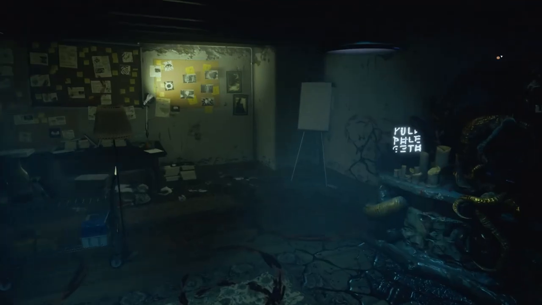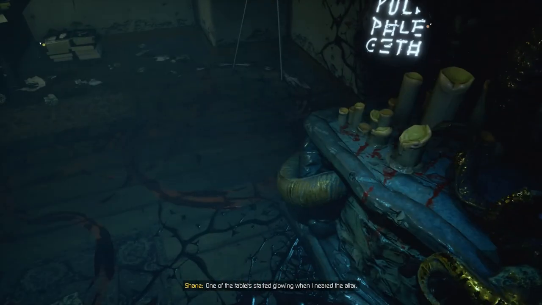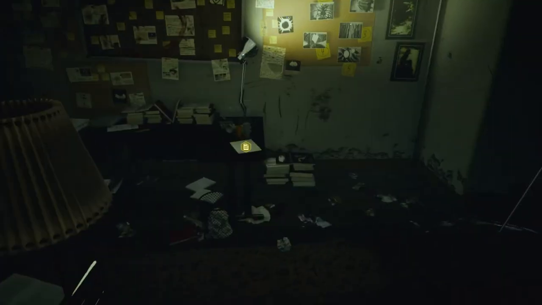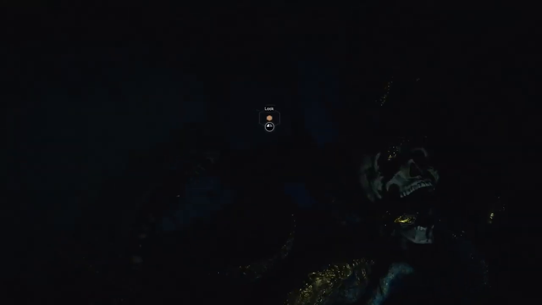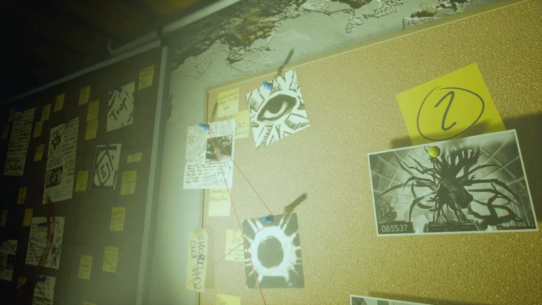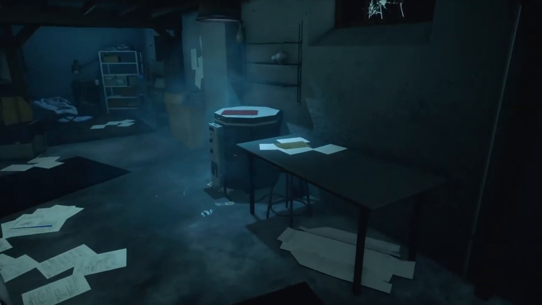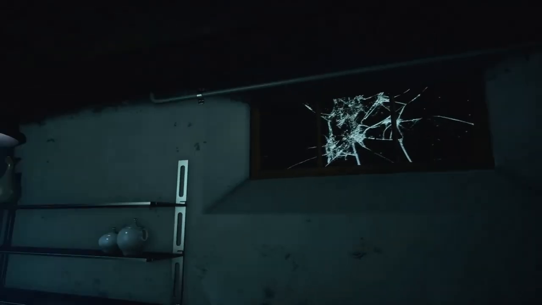Okay, so I'm missing something. Like one of the tablets started glowing when I neared the altar. I need to quote-unquote power up this. I can't interact with this anymore, so I guess this is done. I guess I'll explore the basement again, because the altar let in like a scream or something. Was the window cracked before?